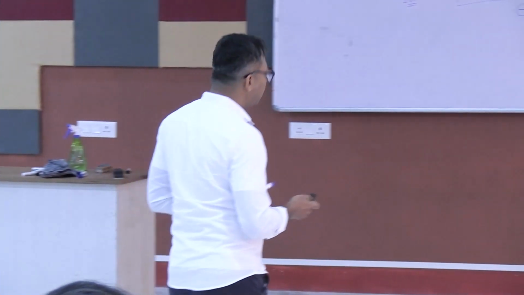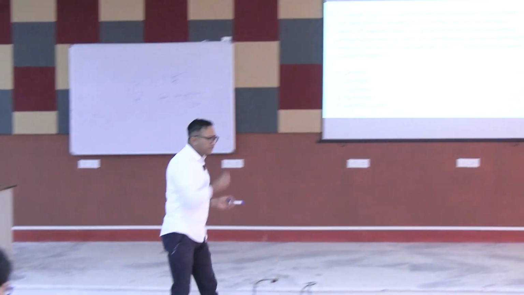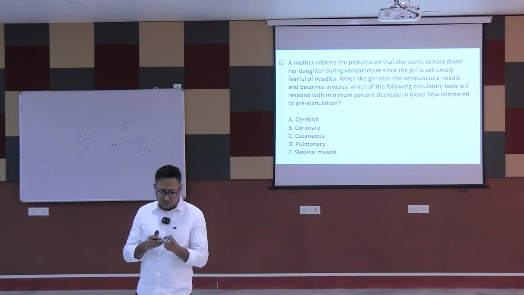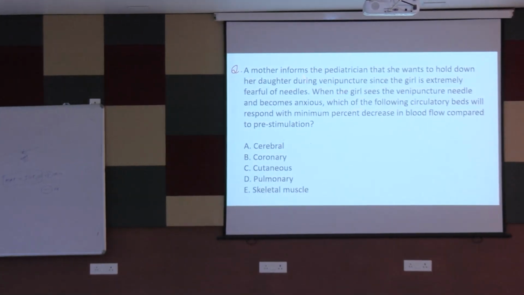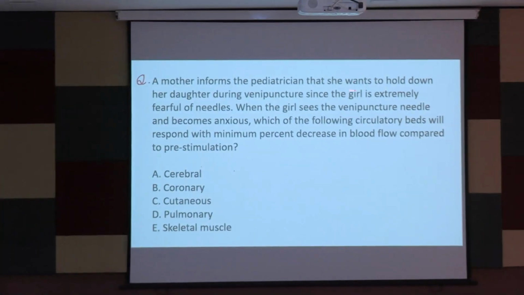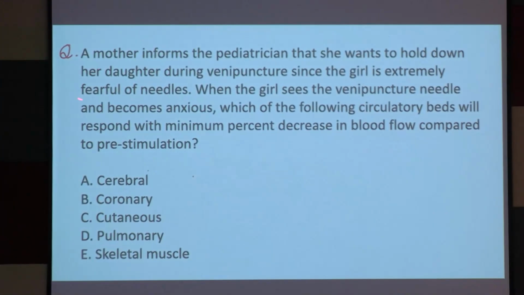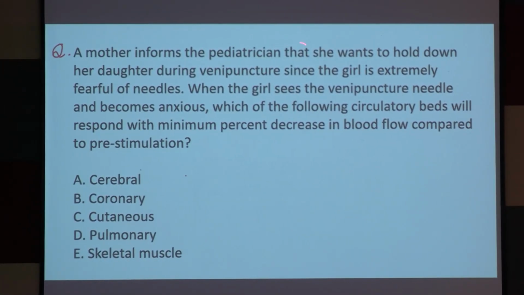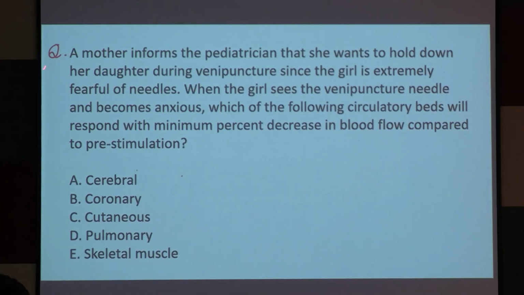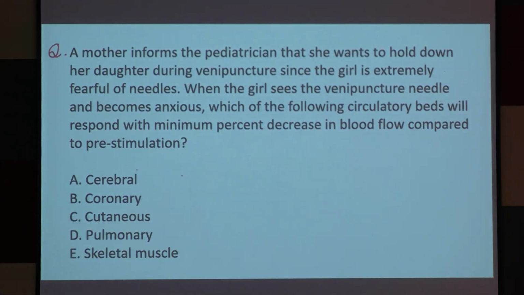Now, we will talk about an MCQ, a very simple MCQ. It tells that a mother informs the pediatrician that she wants to hold down her daughter during venipuncture since the girl is extremely fearful of needles. When the girl sees the venipuncture needle and becomes anxious, which of the following circulatory beds will respond with minimum percentage decrease in blood flow compared to pre-stimulation?